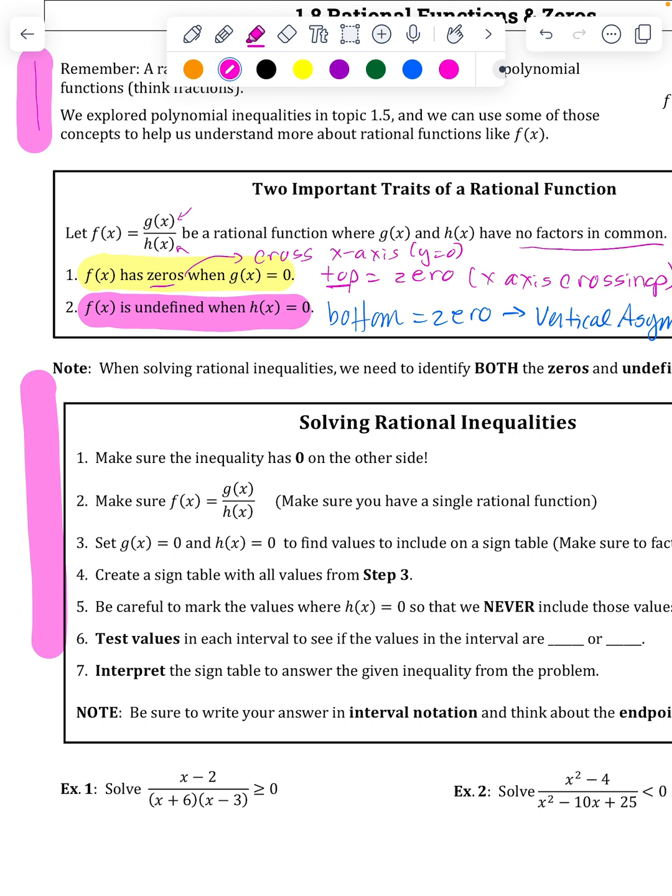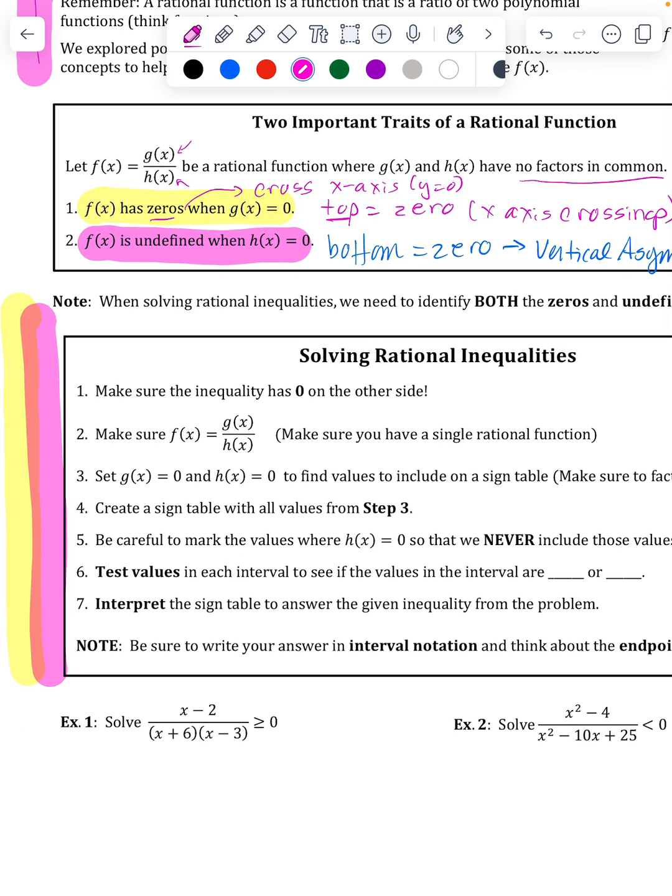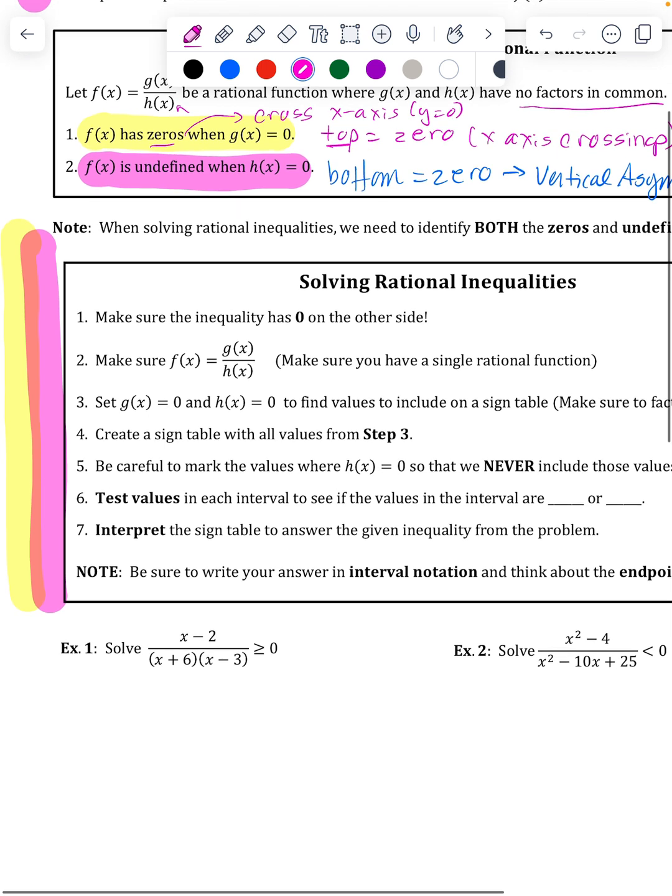All right, so this is something you definitely want to know. I'm going to put yellow there too, because I know you need to know that for the AP test. Make sure that the inequality has 0 on the other side. When you are solving to find zeros, you have to let it equal 0. And then you want to make sure that you have a single rational function, one on the top, one on the bottom. And then, like we said, they won't have common factors, and if they do, we're going to cancel them out.